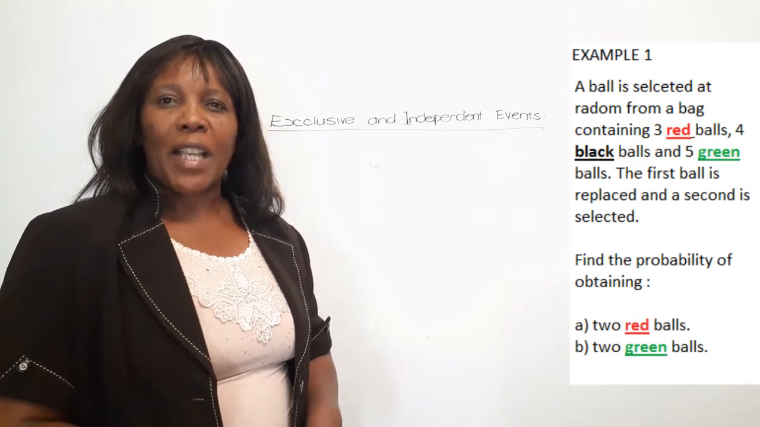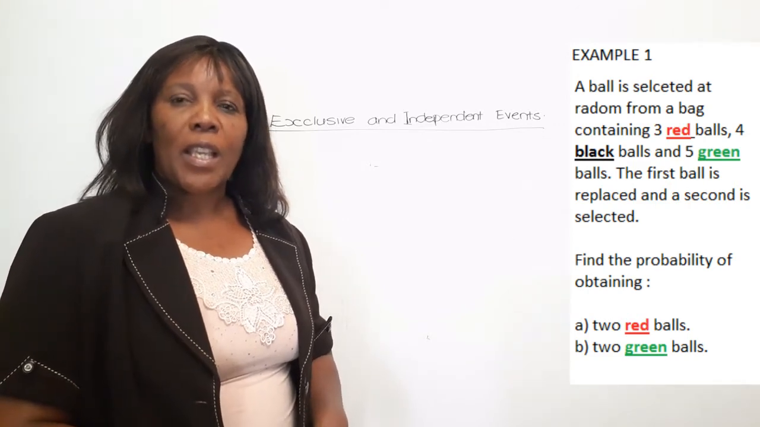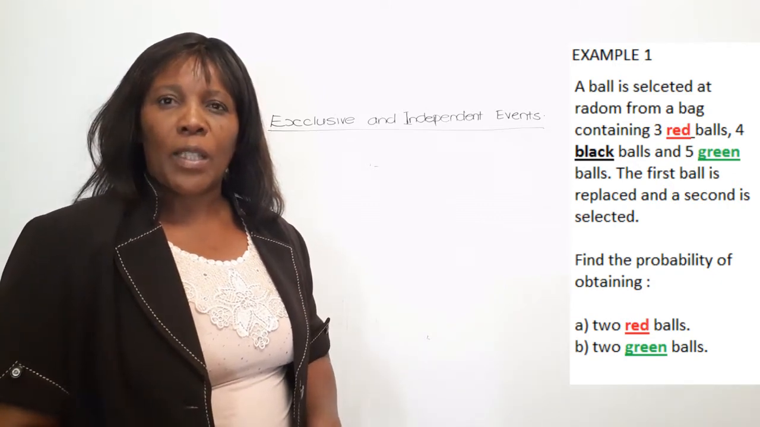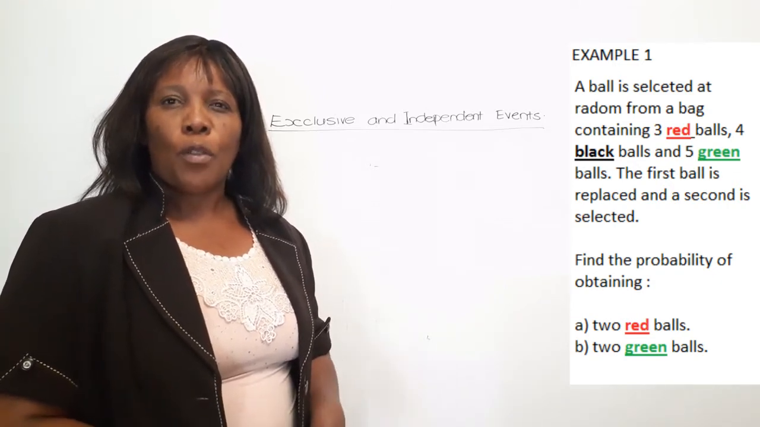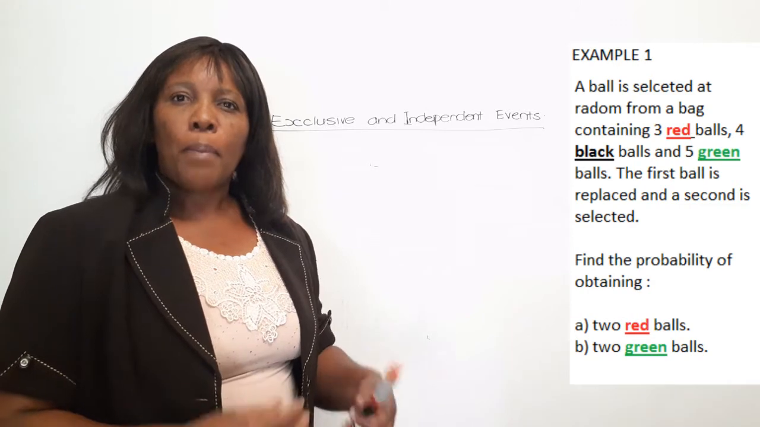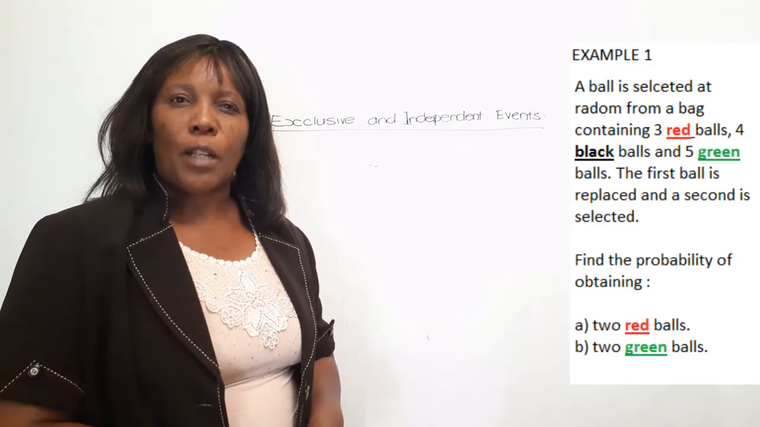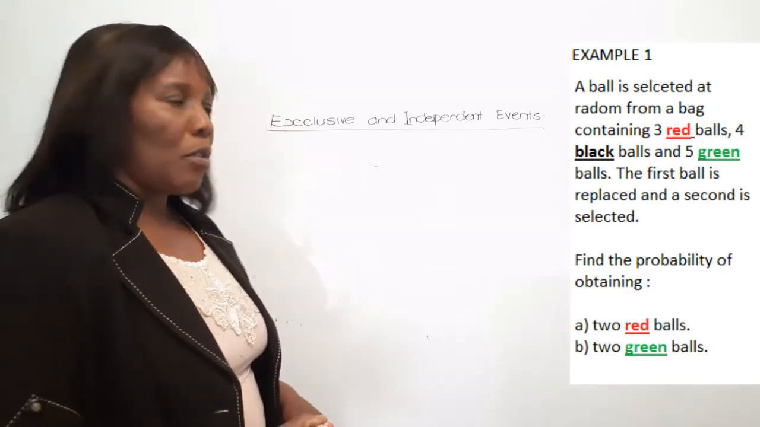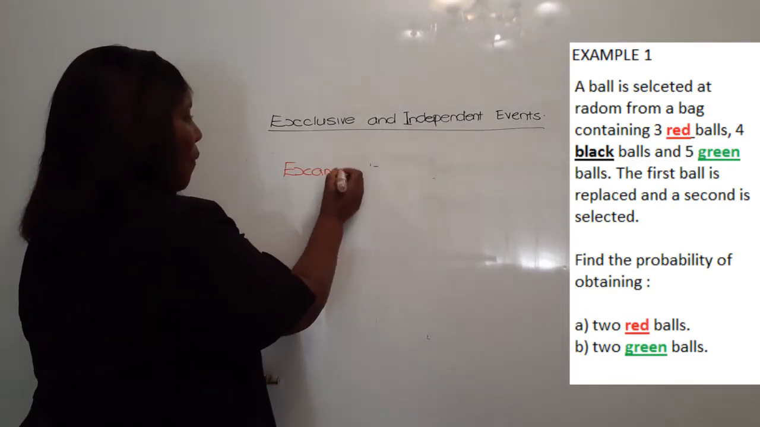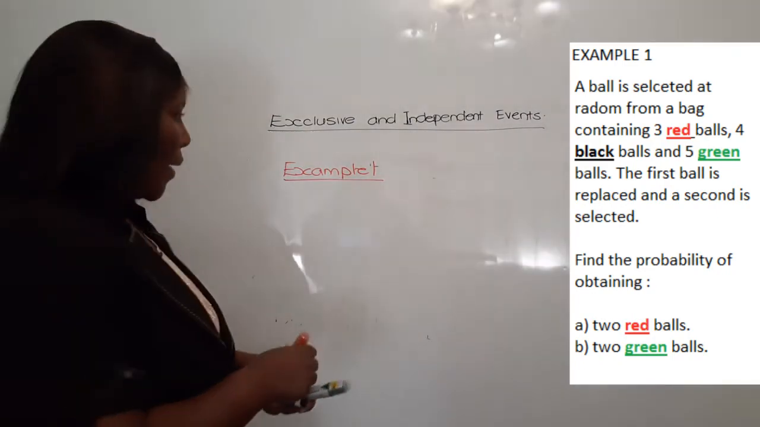So now the question says, find the probability of obtaining 2 red balls. The first thing is for you to check, are these mutually exclusive? Are these independent events? This is a good example of independent events. So for the probability that you pick 2 red balls, picking a red ball the first time does not affect the probability of picking the red ball the next time. So let us work out example 1, I'm doing number 1A.